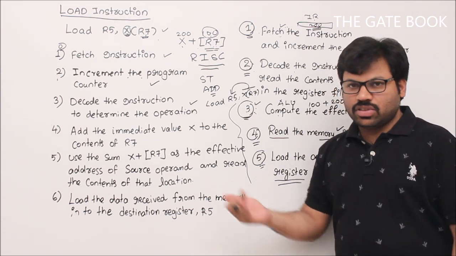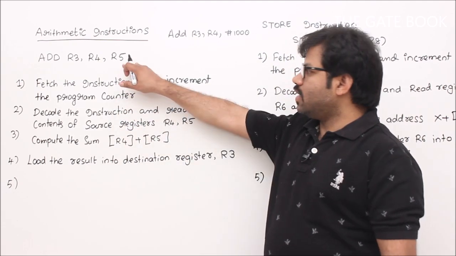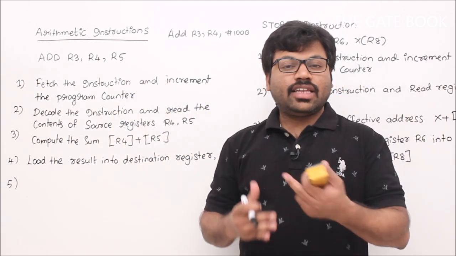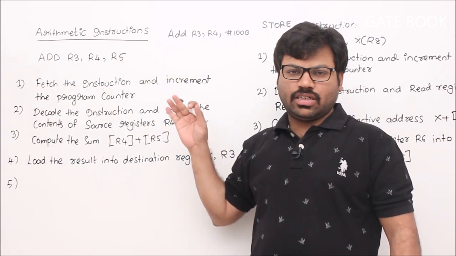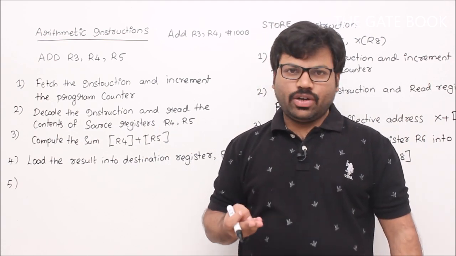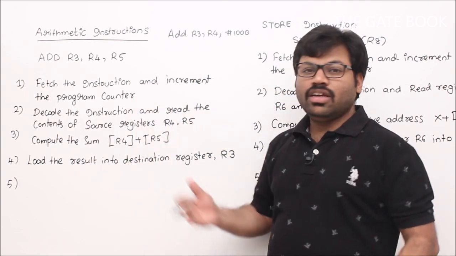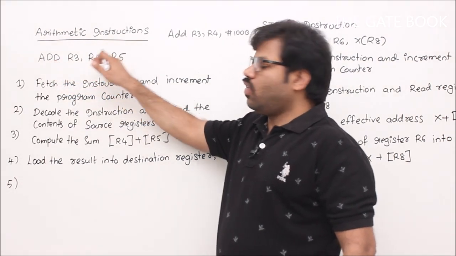Now similarly we will observe the next instruction, which is the add instruction. After that the store instruction, and slowly you will realize that there is a similarity between the add, store and load instructions. The operations in add, store and load are almost the same, they have some uniformity. We will see that. Example, let's say add R3, R4, R5.